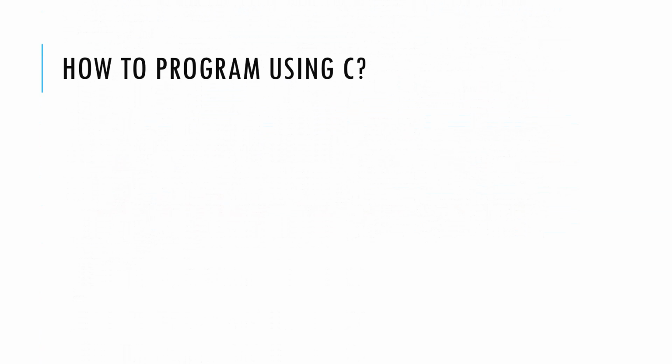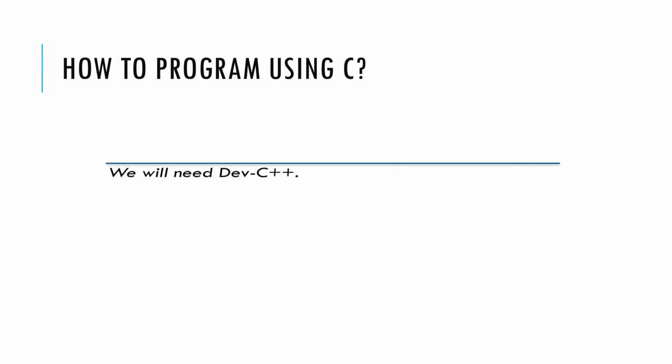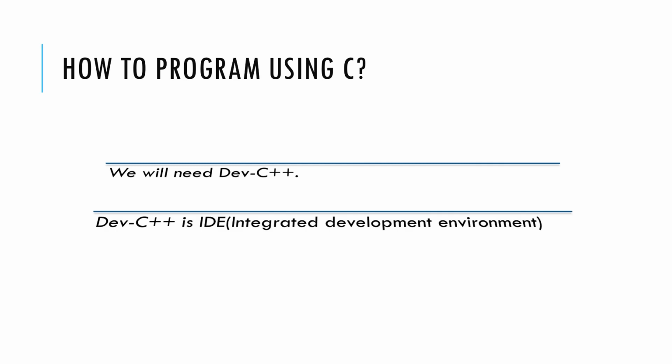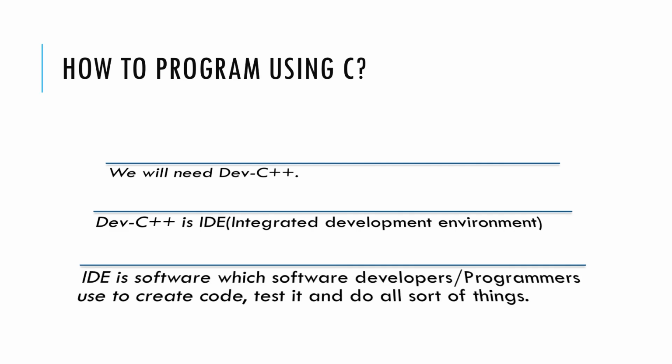Now, how to program using C? We will need Dev C++. What is Dev C++? Dev C++ is an IDE, Integrated Development Environment. What is an IDE? An IDE is software which software developers or programmers use to create code, test it and do all sort of things.